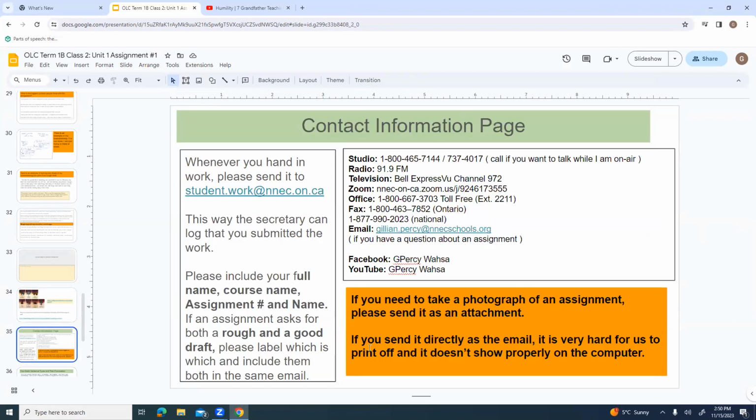Here is our contact information. Just a quick reminder, if you need to take a photograph of an assignment, please send it as an attachment. Don't just put it directly in the email. It's very hard to print off, and it doesn't always show properly on the computer. The other thing is always make sure to put your full name, the course name, assignment number, and the name of the assignment. If it asks for a rough copy and a good copy, please make sure to label that at the top so I know which one is which. It's not always obvious, especially if you hand wrote both of them, okay?